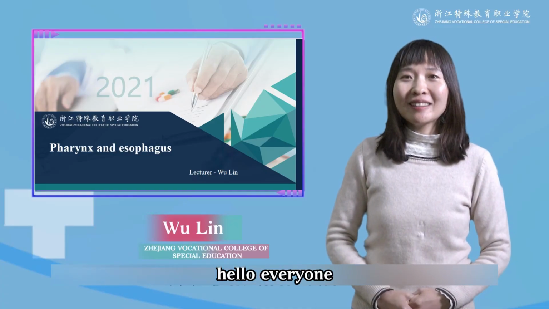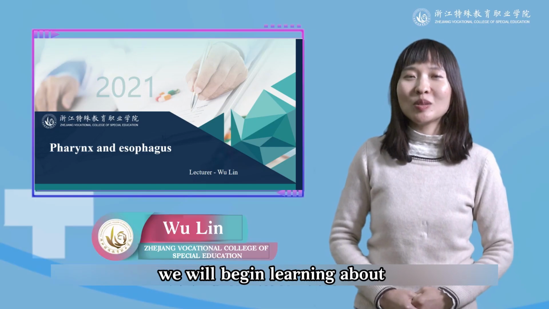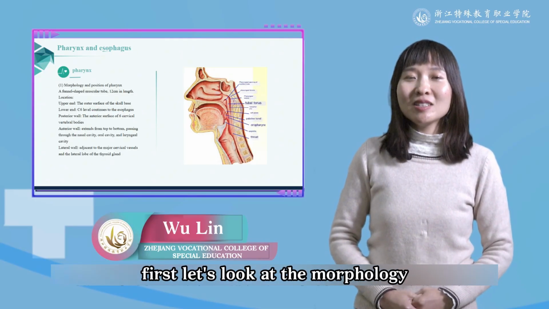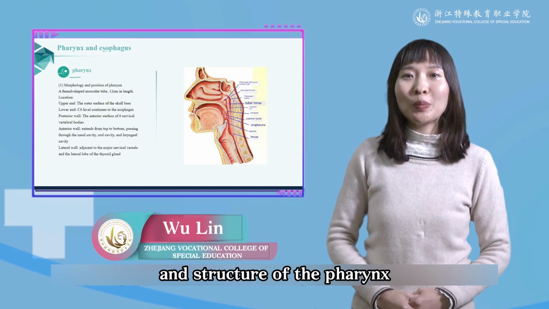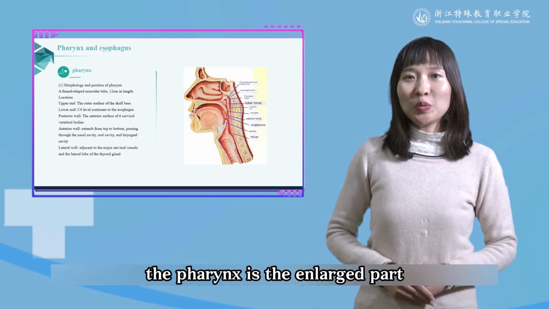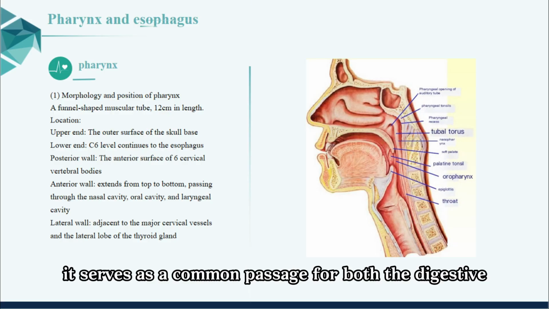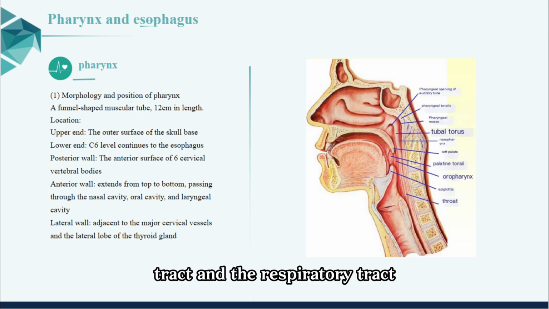Hello, everyone. Today, we will begin learning about the pharynx and esophagus. First, let's look at the morphology and structure of the pharynx. The pharynx is the enlarged part at the upper end of the digestive tract. It serves as a common passage for both the digestive tract and the respiratory tract.